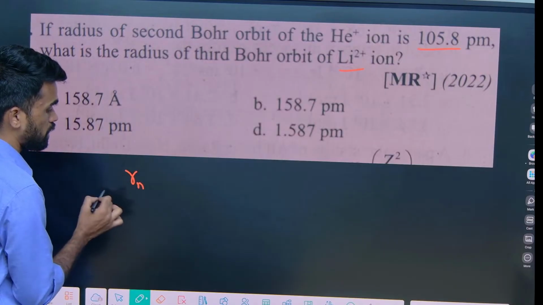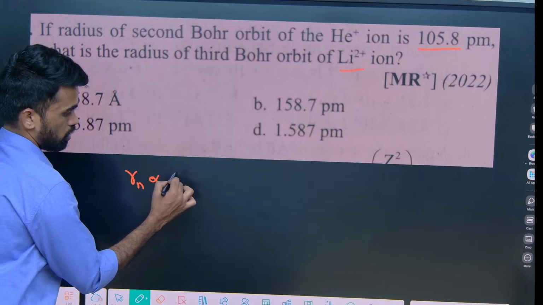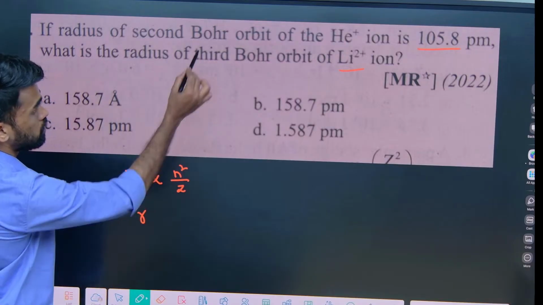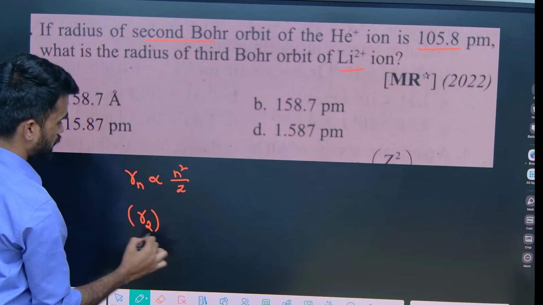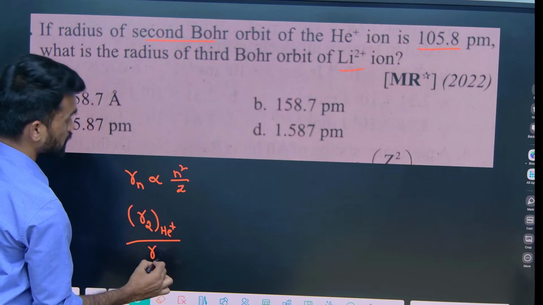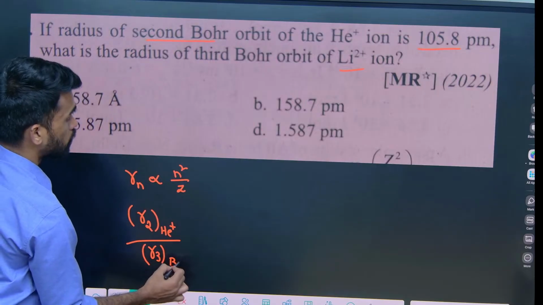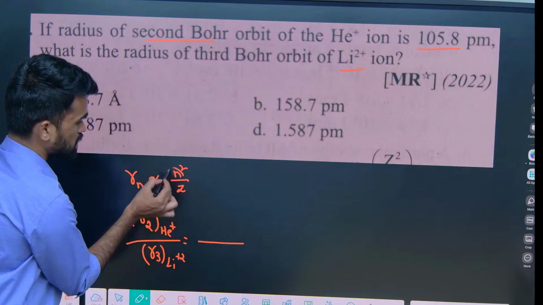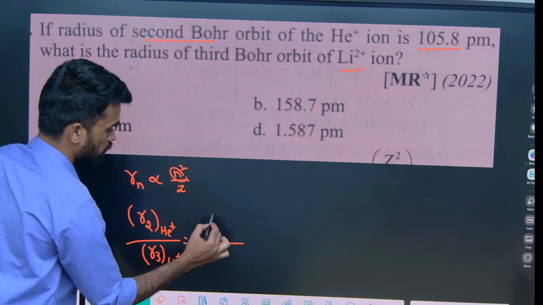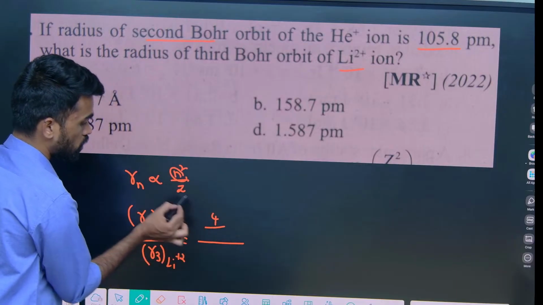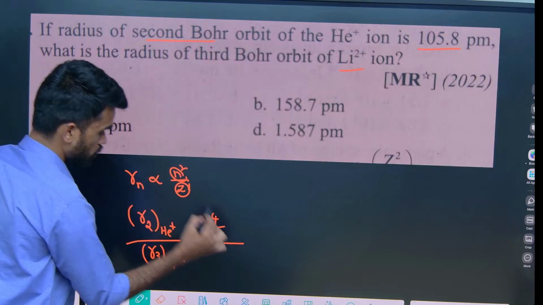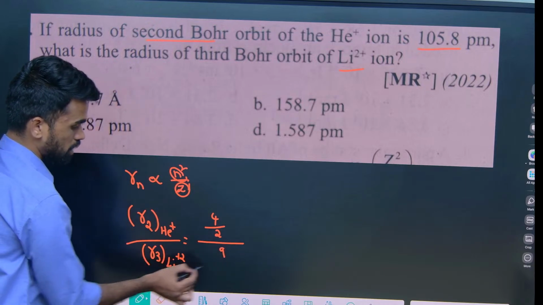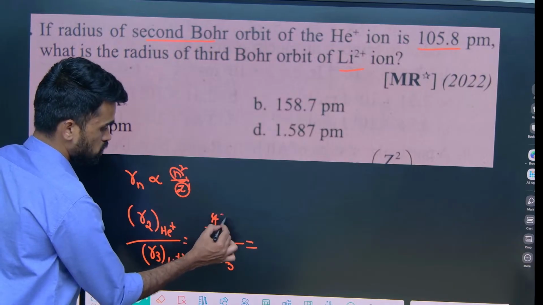The radius of the nth orbit is directly proportional to n square by Z. So the radius of the second Bohr orbit of helium divided by the radius of the third Bohr orbit of lithium plus 2 is equal to, here n square, what is the n value? 2, second Bohr orbit, so 2 square is 4, divided by helium's atomic number 2. And for lithium, n square is 3 square, 9, and its atomic number is 3.